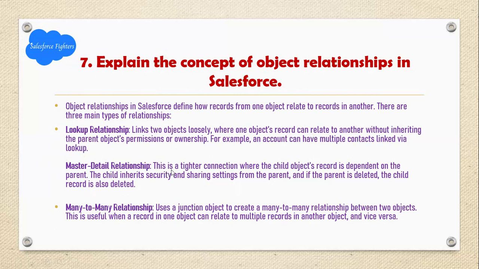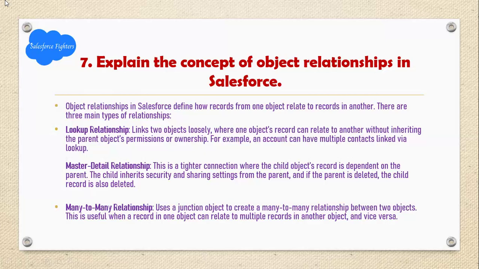And second, master-detail relationship. This is a tight connection where the child object's records are dependent on the parent. The child inherits security and sharing settings from the parent, and if the parent is deleted, the child's records are also deleted.